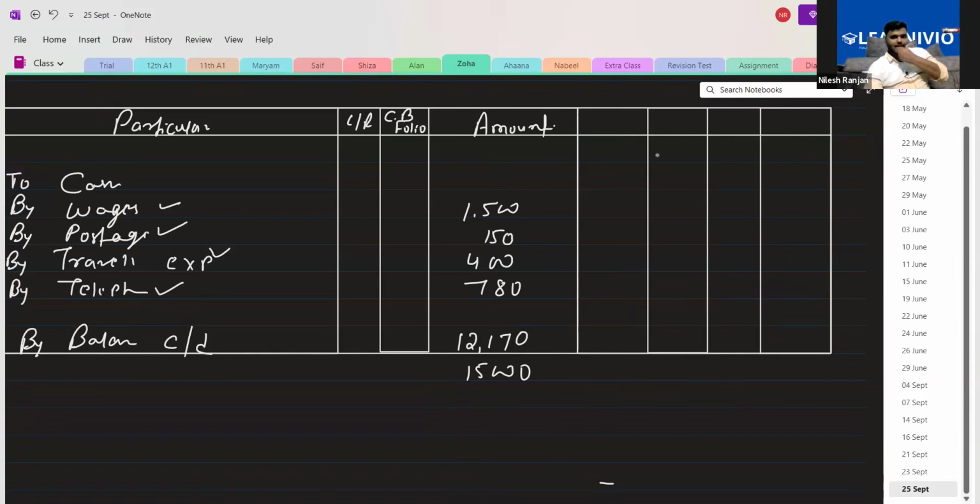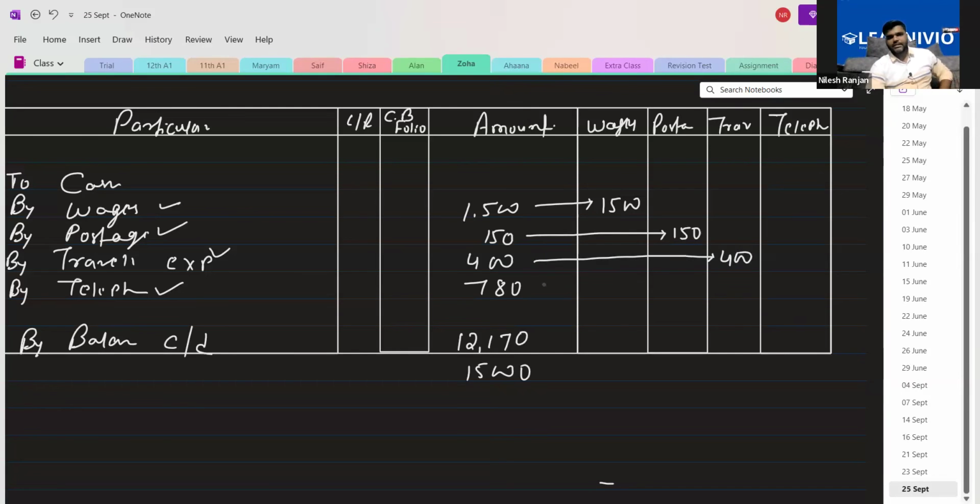Okay, we will name all these the same. So it is wages, postage, traveling expenses, and telephone expenses. Okay, so wages 1500 will be written here, 1500 in wages column. Postage 150 will be written here, 400 will be written here, and 780 will be written here.